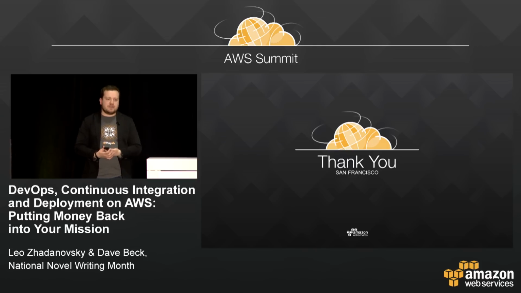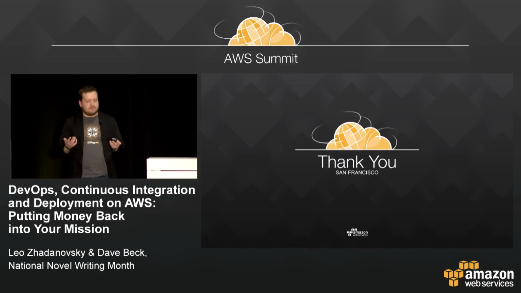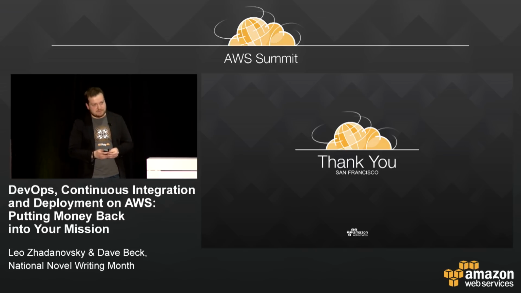I'm not sure what the migration from Jenkins to CodePipeline is going to look like, but I know that CodePipeline is actually going to have integration with Jenkins at the beginning. So it shouldn't be super difficult, I would imagine.